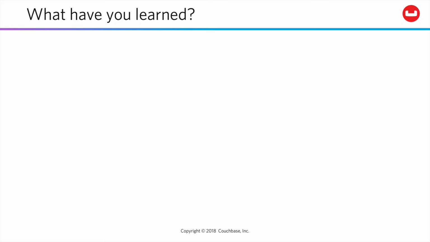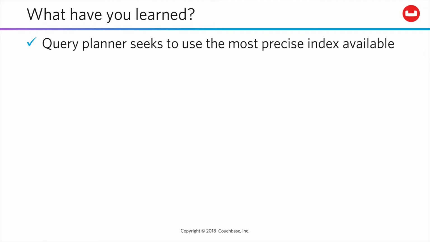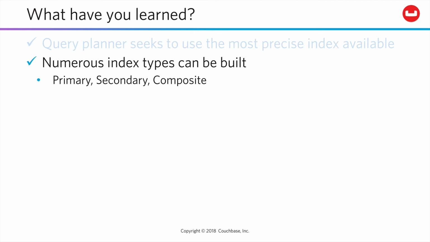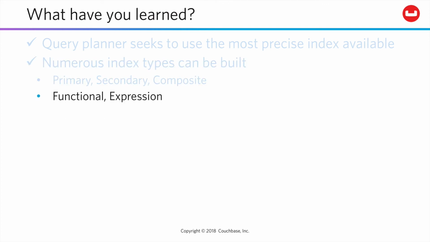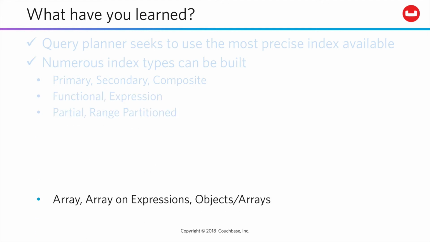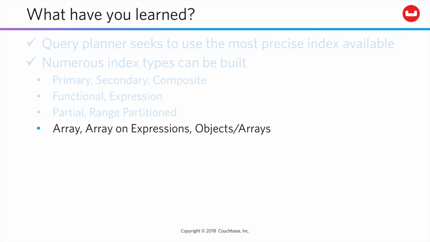So what have we learned? The Query Planner seeks to use the most precise index available. Numerous types can be built, including primary, secondary, and composite indexes, function or expression indexes, partial or range partitioned indexes, and for multidimensional data within records, array, array on expression, and object array indexes.